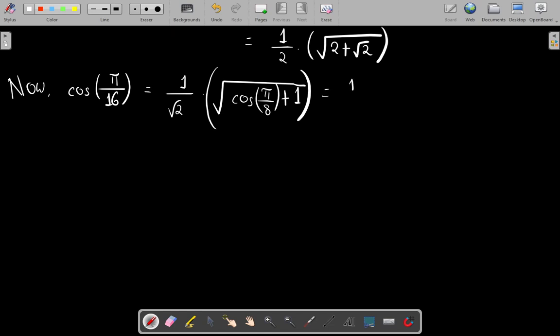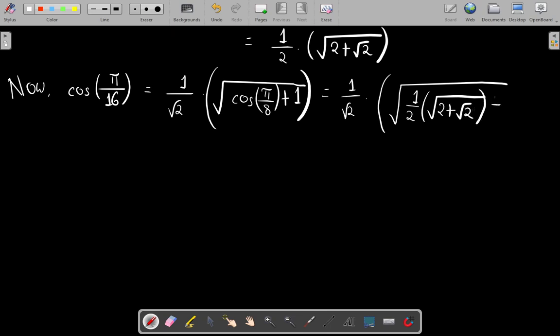So this now becomes 1 upon root 2 times, what is the value of cos pi by 8? We have just found it here. It is half times square root of 2 plus root 2, and this entire thing is to be added with 1. Okay, so this is the expression of cos pi by 16.